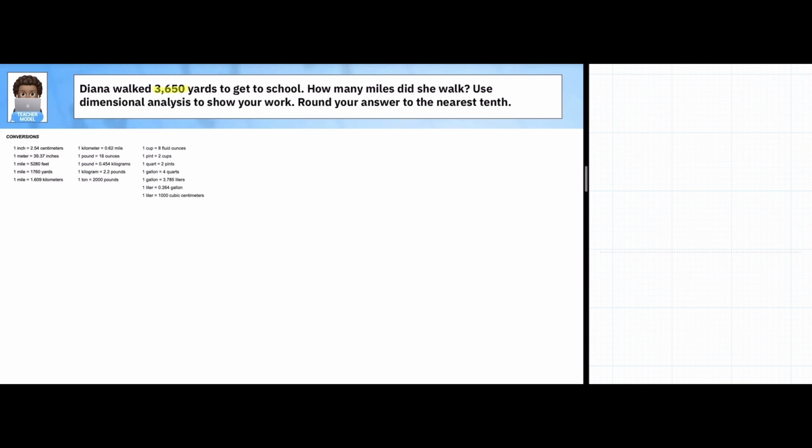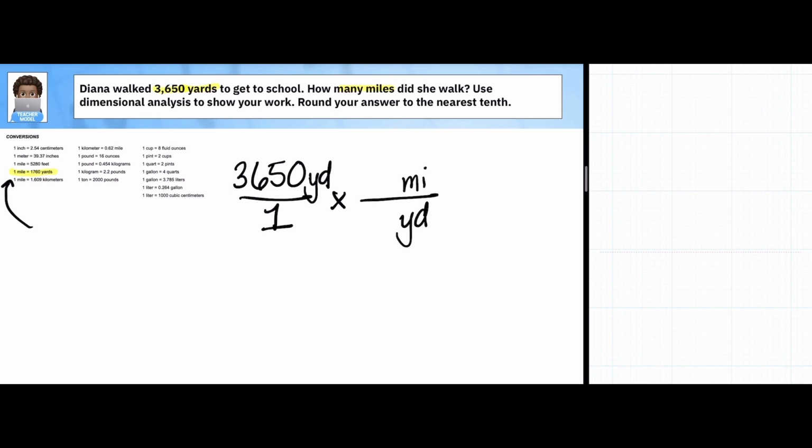Diana walked 3,650 yards to get to school. How many miles did she walk? So I know I'm going to use yards and miles. I already found that conversion factor. So walk through, you're going to again check off what are the things we're doing. I want to start with our first number, 3,650 yards over 1. What's our conversion factor? We have it right here. Remember, you want the yards on the bottom and you want the miles on the top. So 1 mile is 1,760 yards, and that's the only part we need.